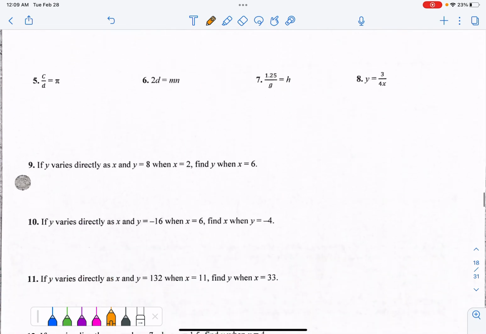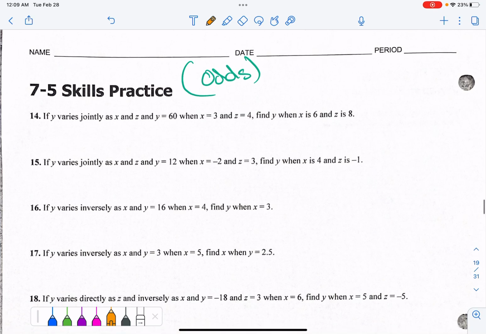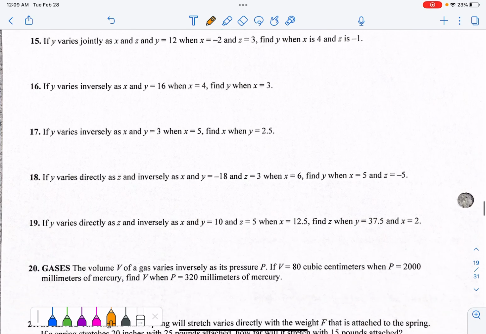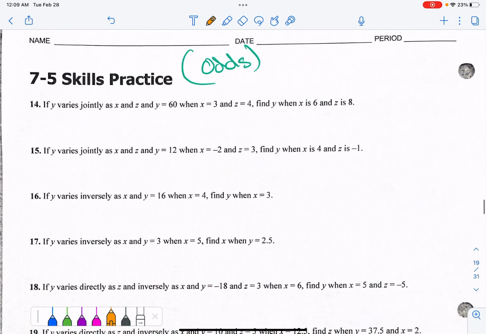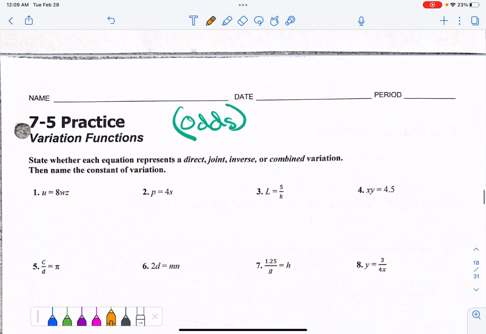Do odds on both sides, it looks like. So odds and odds. That's only one story problem instead of two, kind of. All right, so there you go.